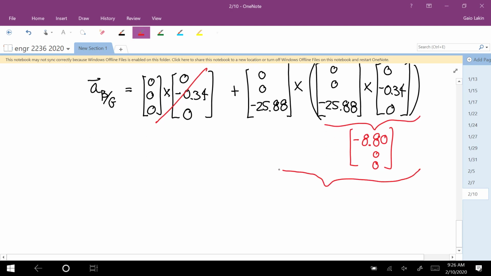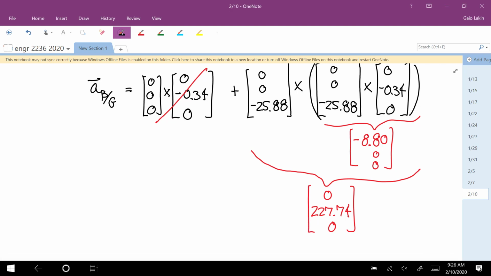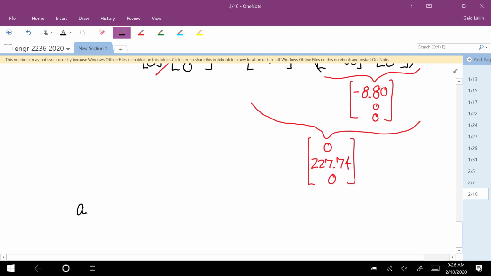And then we'll cross that with 0, 0, negative 25.88. And you get negative positive, so 0, 227.740. And so the acceleration of B relative to the ground is that 0, 227.740 meters per second squared.